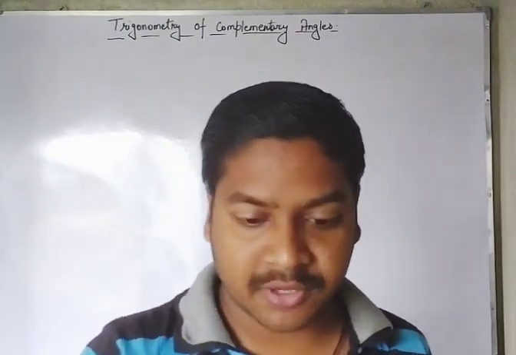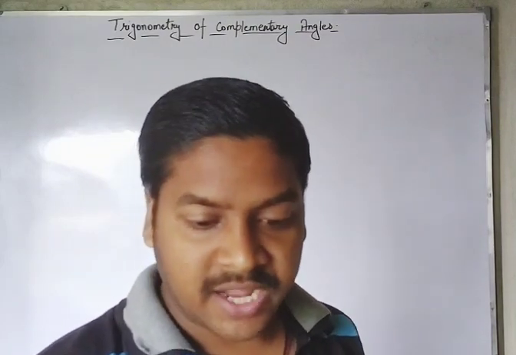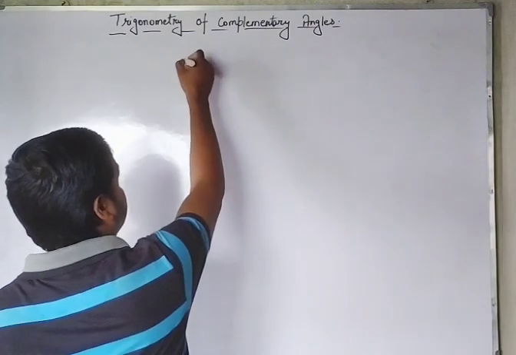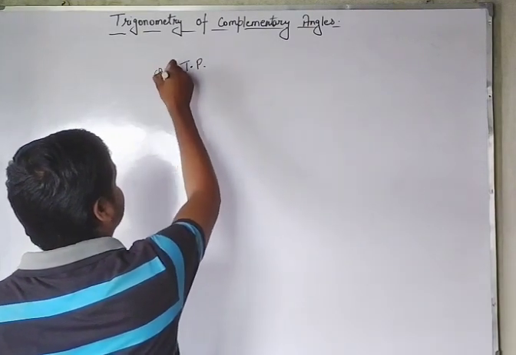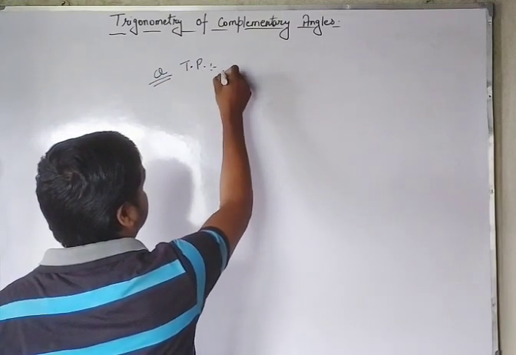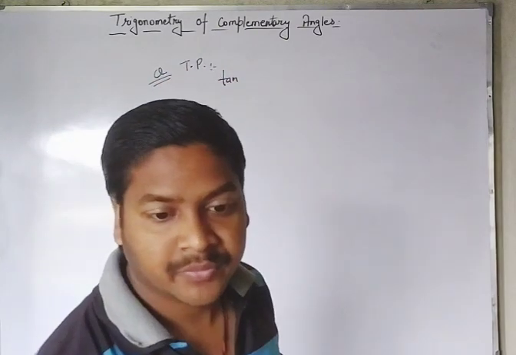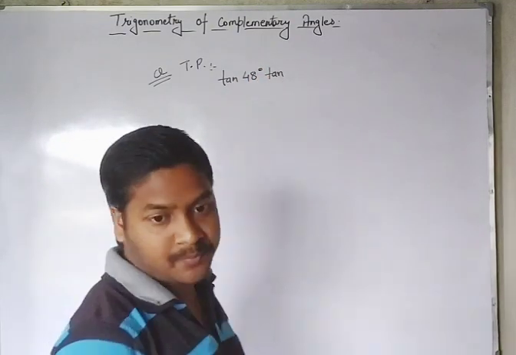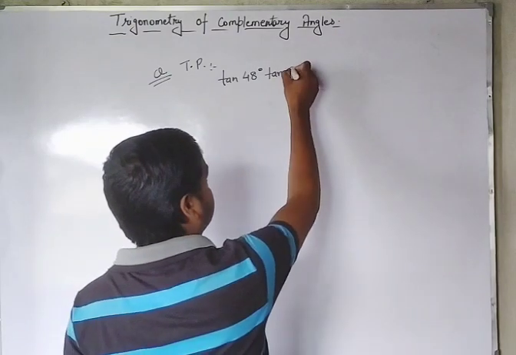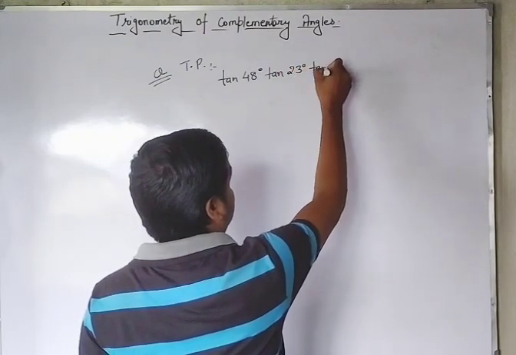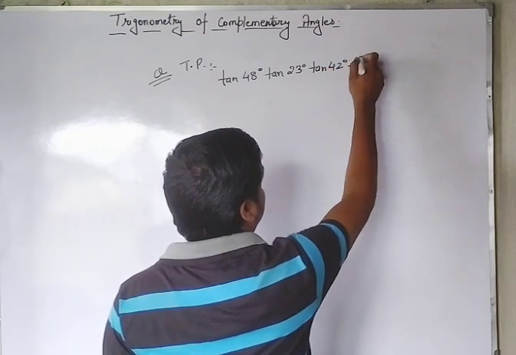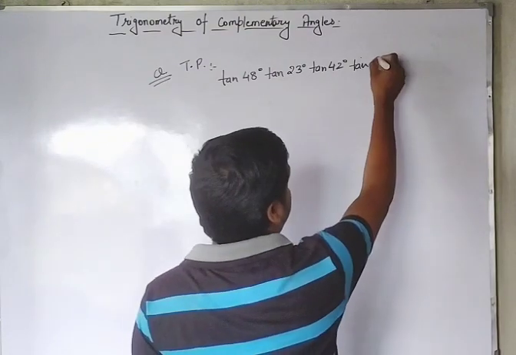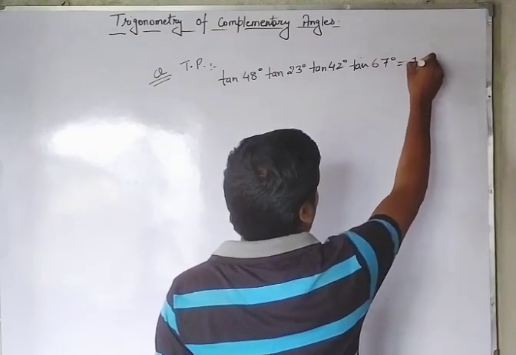The next question that we have here is: prove that tan 48 degrees, tan 23 degrees, tan 42 and the last one tan 67 is equal to 1.